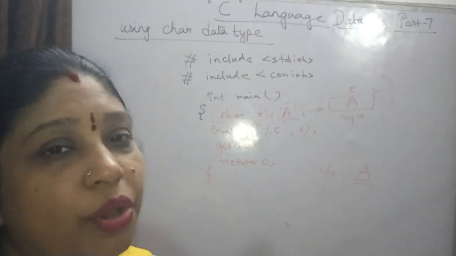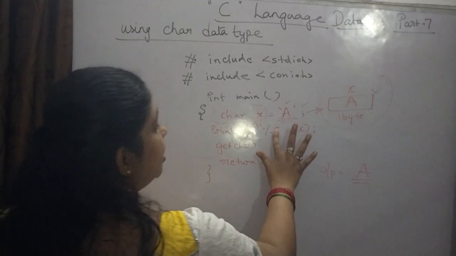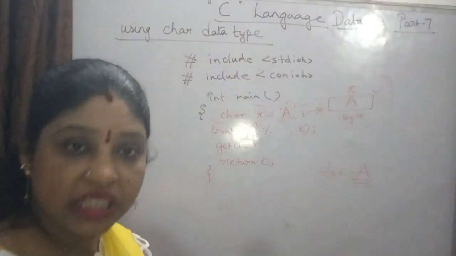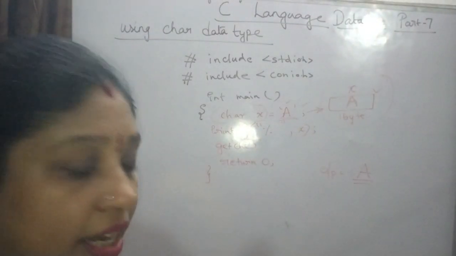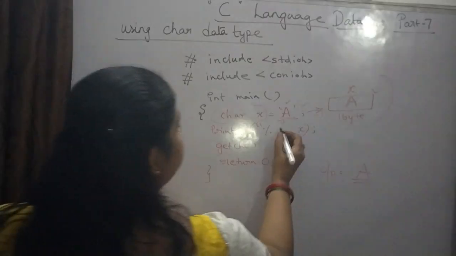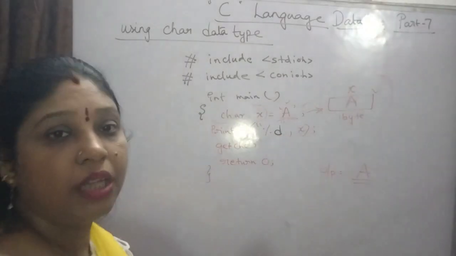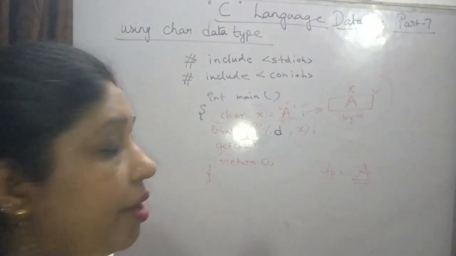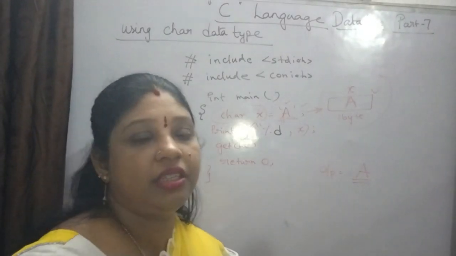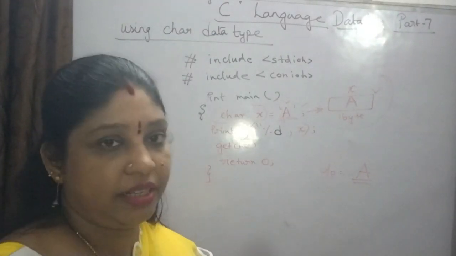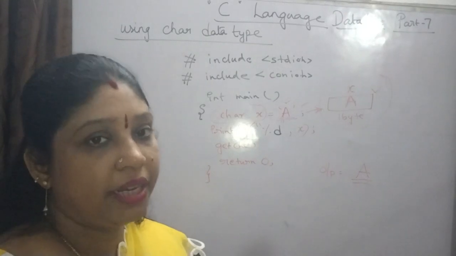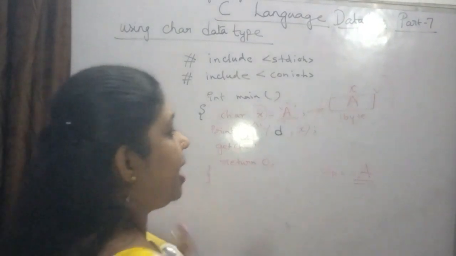Suppose instead of %c, you are giving %d, then what happens? Already we have discussed this in our earlier class, that is data type part 6. There I said ASCII codes.